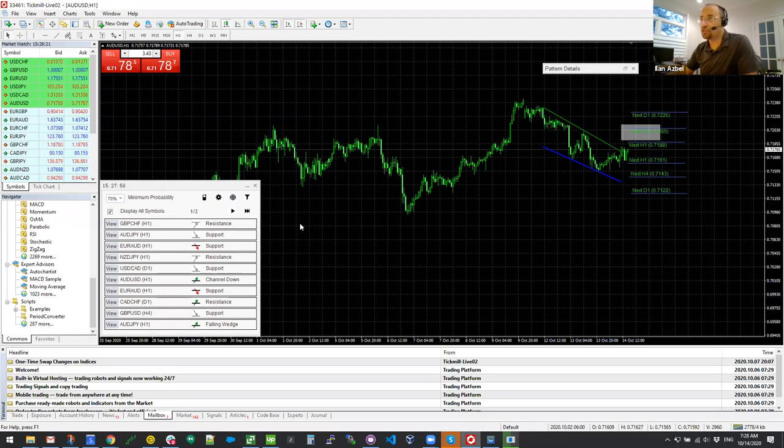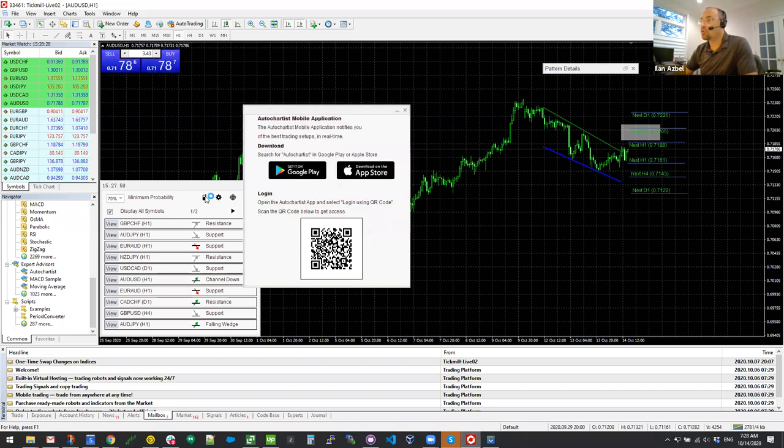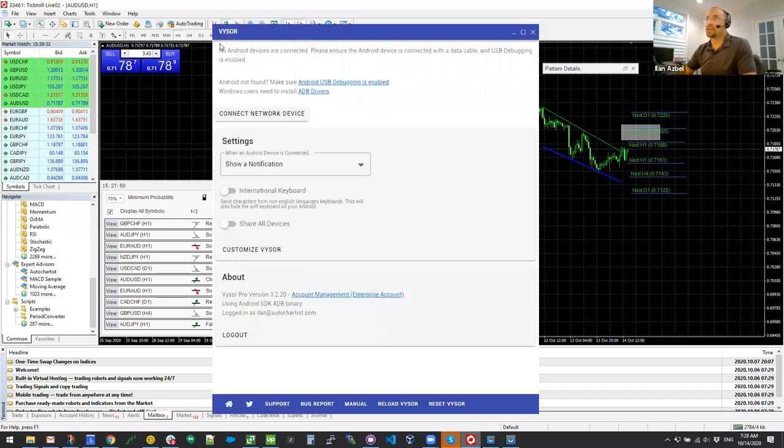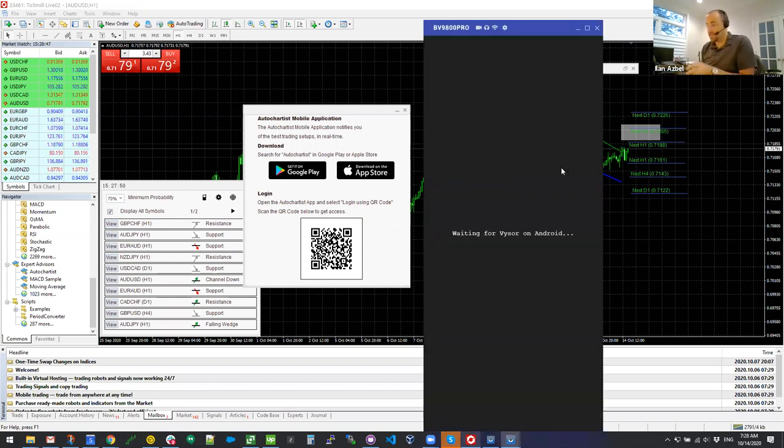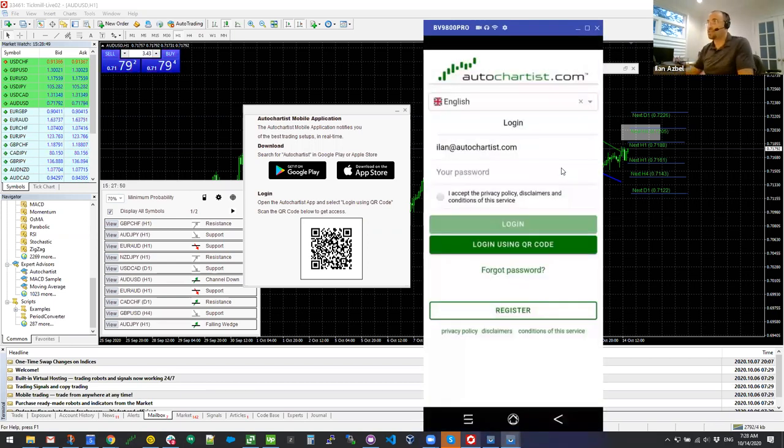Now, what I wanted to show you is that you can get these same opportunities on your mobile phone. Here we go. Let me just make sure it's all connected. So I'm going to click on view. Here we go, there's my screen. I hope everyone can see my screen.